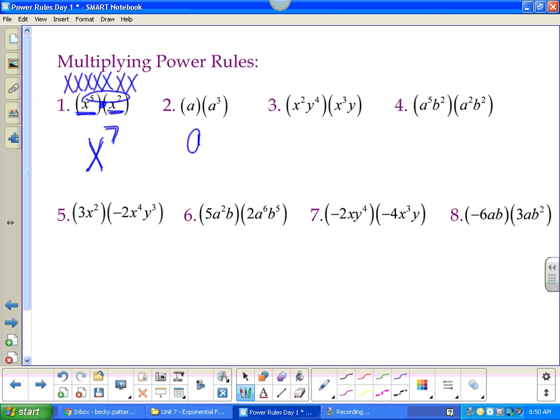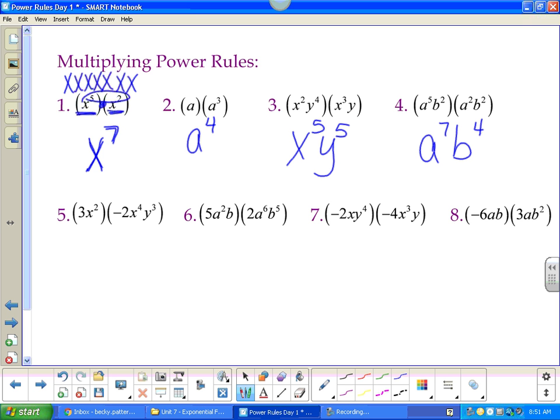So this would be a to the 4th. And this would be x to the 5th and y to the 5th. And this would be a to the 7th and b to the 4th.